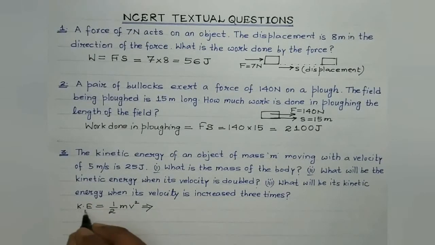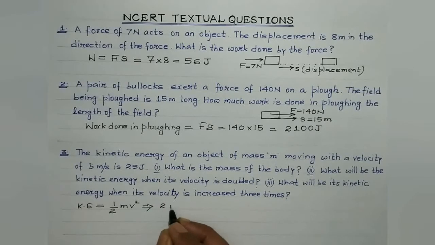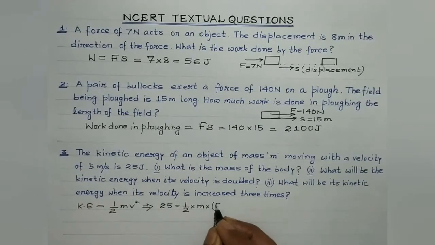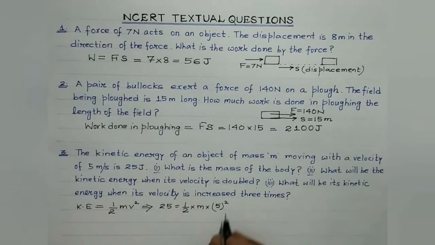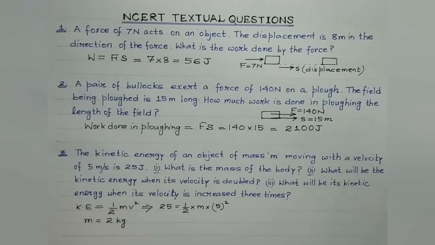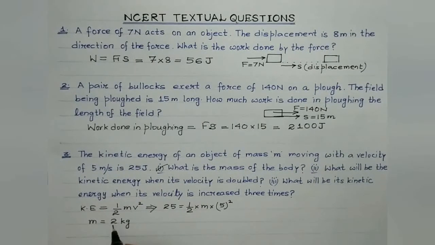That is, kinetic energy is given to be 25 joule. Half into mass into velocity squared, the velocity is given to be 5. So 25 gets cancelled. So the mass of the body would be equal to 2 kg. So that's the answer of the first part, right? So the mass of the body is 2 kg.